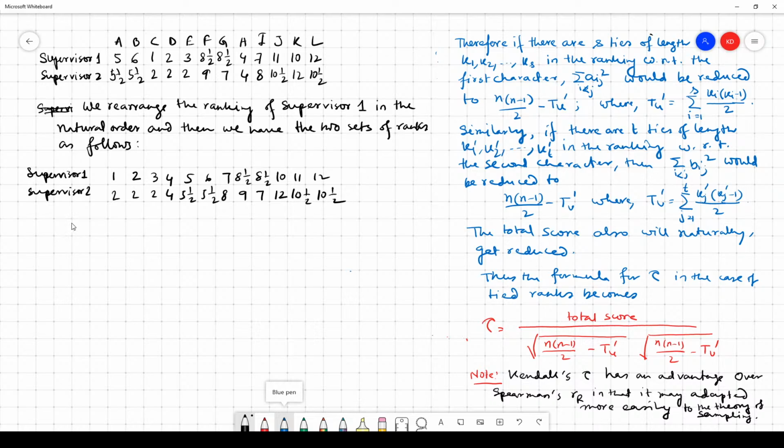So please tell me the total score. Just look at supervisor 1. How many values are greater than 2? Just look at the right hand side of 2, same procedure. That is 1, 2, 3, 4, 5, 6, 7, 8, 9. Now go to the 4. Look at the right hand side of the 4. How many values are greater than 4? 1, 2, 3, 4, 5, 6, 7, 8.